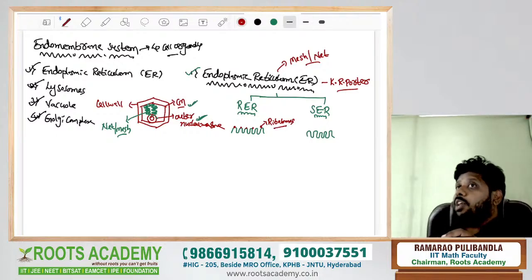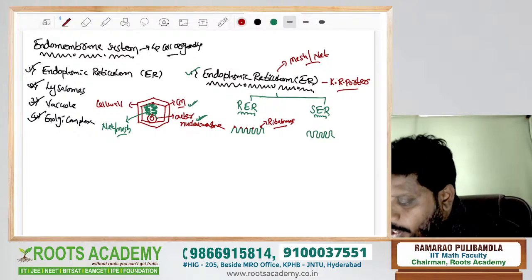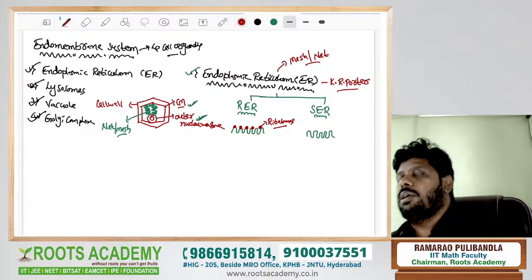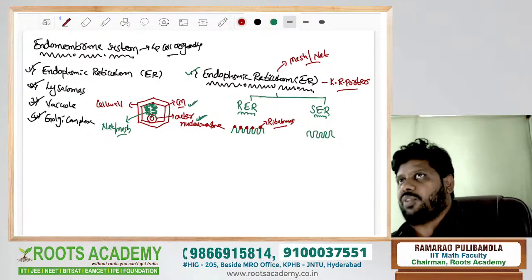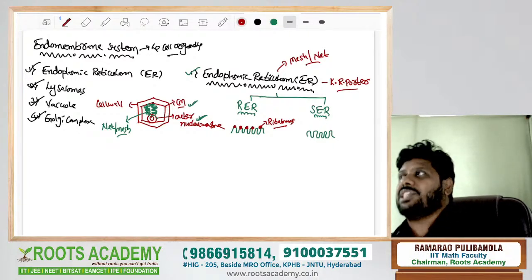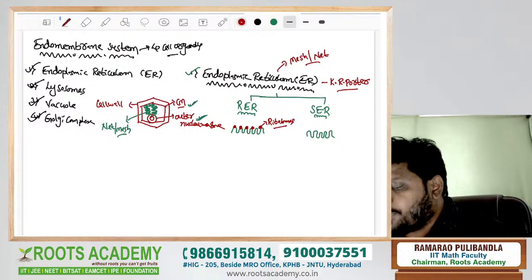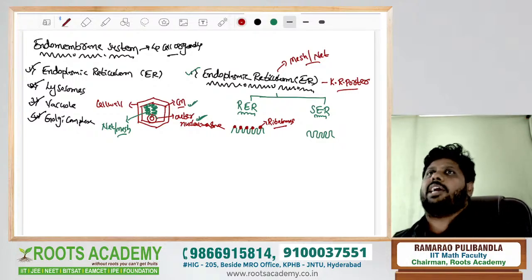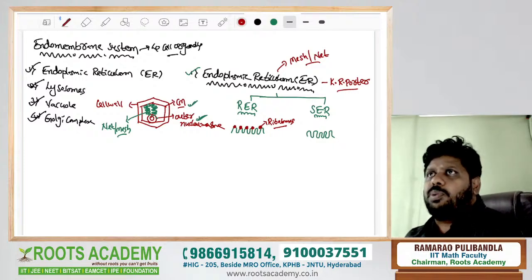Because of the presence of ribosomes, is the surface rough or smooth? Rough. In rough endoplasmic reticulum, what is present on the surface? Ribosomes are attached. Because of the attachment of ribosomes, the surface becomes rough. It is called rough endoplasmic reticulum. But in smooth endoplasmic reticulum, what is absent on the surface? Ribosomes are absent. That's why the surface is smooth, and that's why it is called smooth endoplasmic reticulum.